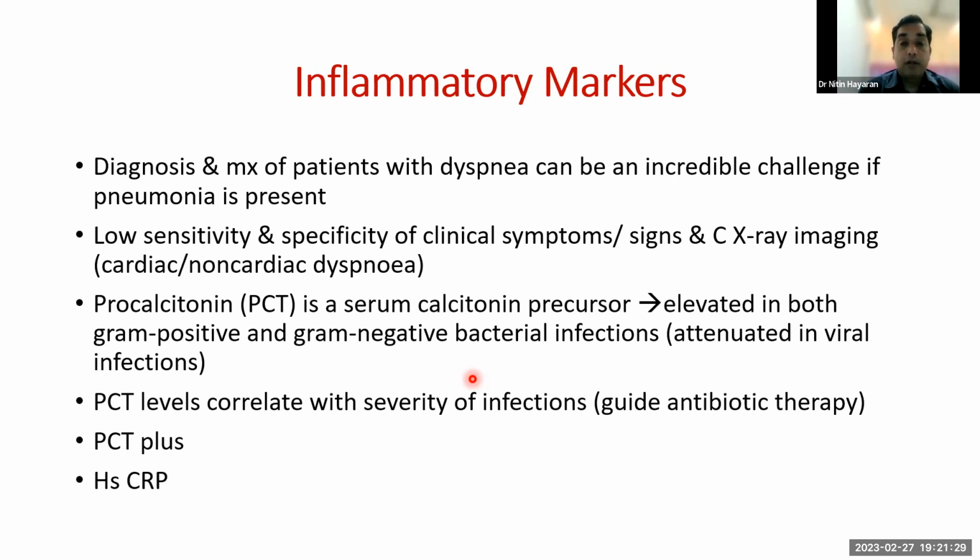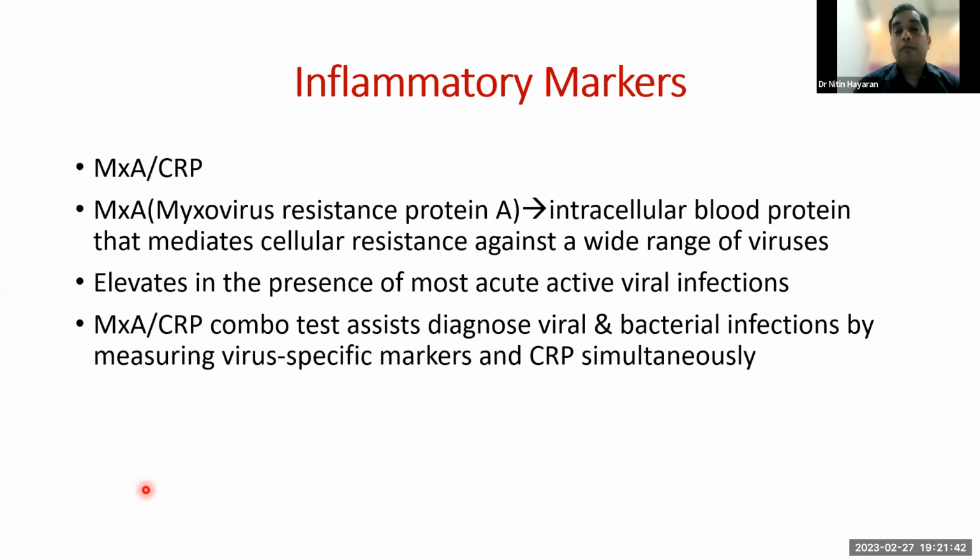Another important biomarker that can help in the diagnosis of inflammation is hs-CRP. But nowadays many patients come with viral pneumonia also. For viral pneumonia, myxovirus resistance protein A, or MxA, and a ratio of MxA to CRP have been suggested as a diagnostic tool for evaluating viral pneumonitis. Myxovirus resistance protein is an intracellular blood protein that mediates cellular resistance against a wide range of viruses. It is elevated in most acute active viral infections. Commercial point-of-care tests are available. They help in assisting the diagnosis of viral and bacterial infections by mostly differentiating between the two. Thank you.